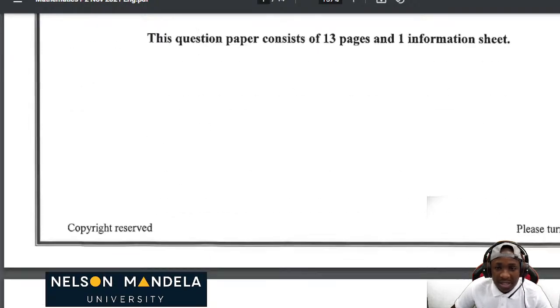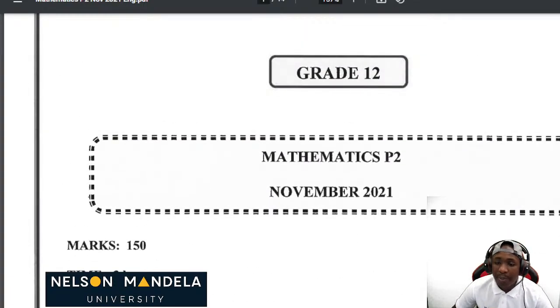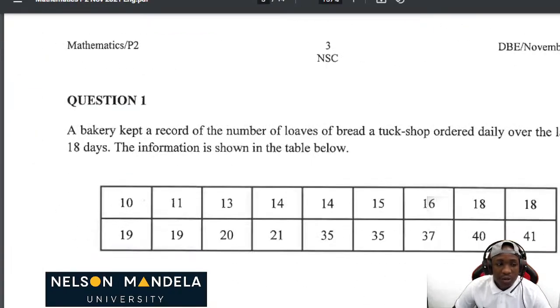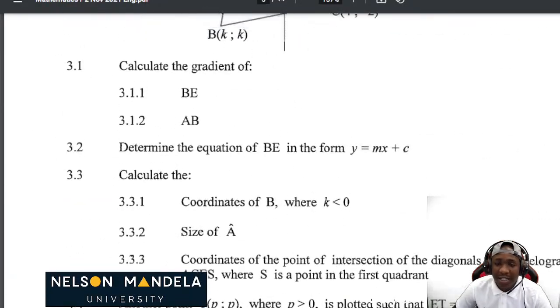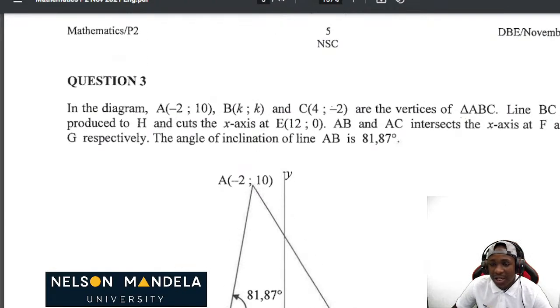So without wasting much time, as you can see, this is November 2021 paper two, and today we're going to do analytical geometry. If you need some background on analytical geometry, I would highly advise that you go and look at the videos which have already been recorded, because now we are preparing for the final exam, so we are attacking as many question papers as possible. If you want the overviews, you can click on the YouTube channel and find the videos, and they will assist you.